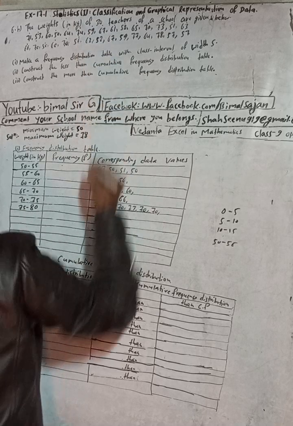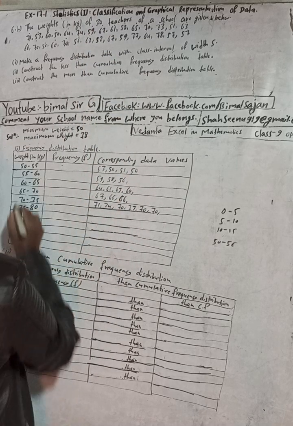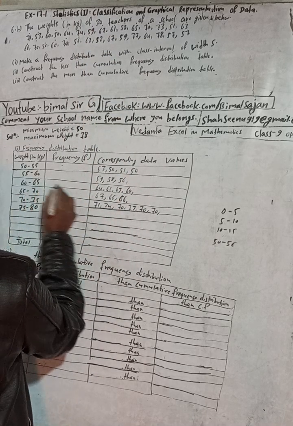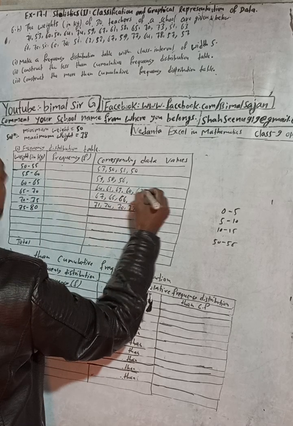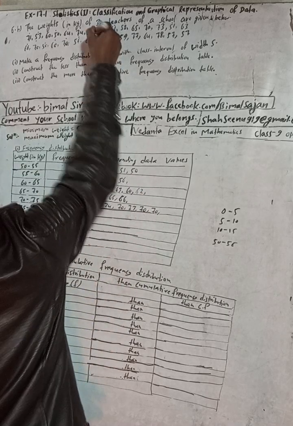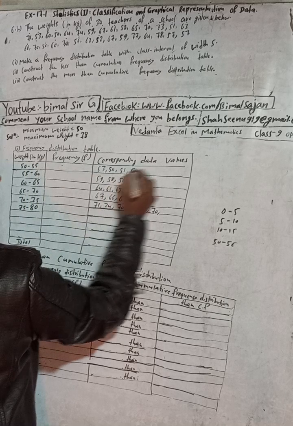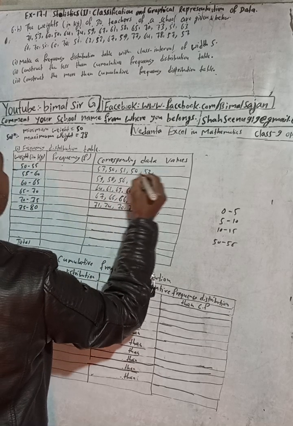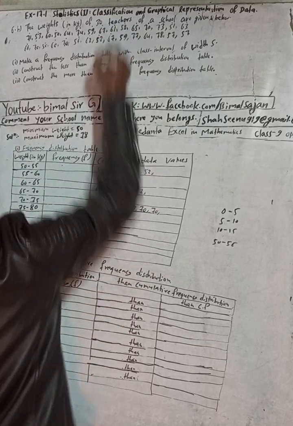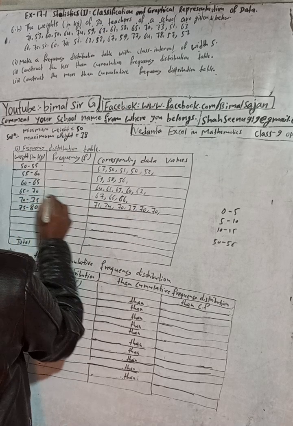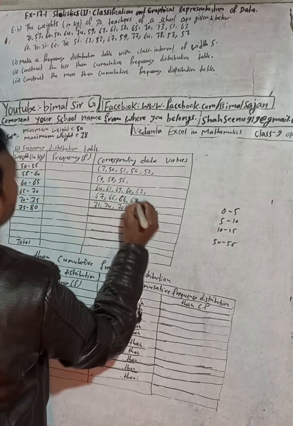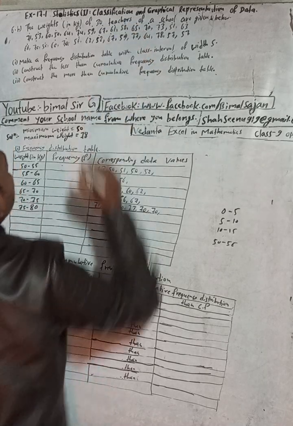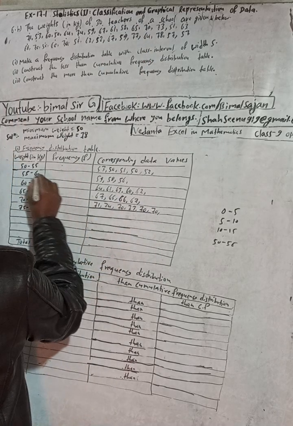Now 62, this 62. What is this 62? 62 will come here in between this. 62. And this 52, 52 will come under here. 52. And then 67, this 67 will come here, 65, 66, 67, okay. 67, now this is 59. 59 will come here, 59 here.